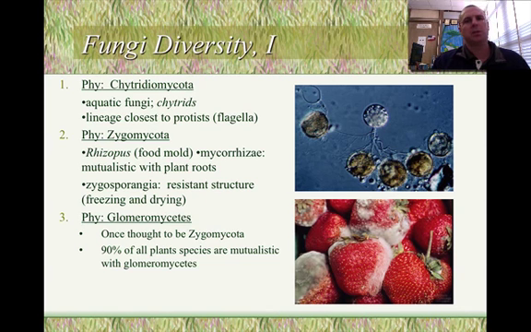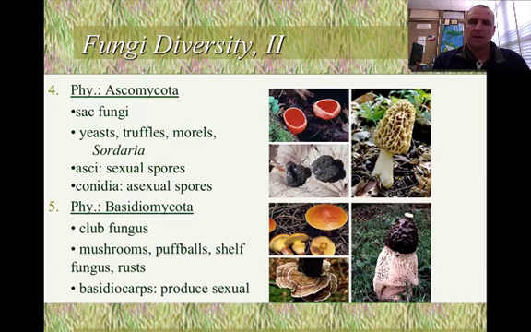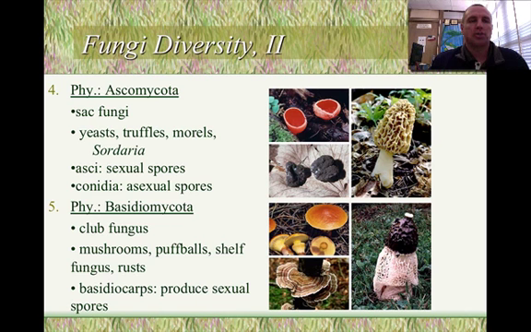but recently, because of molecular data, we know that there's a third phylum down here, the Glomeromycota, which account for about 90% of plant species having this mutualistic glomeromycete, and they were once thought to be in the phylum Zygomycota. Now, the last two phyla are the phylum Ascomycota, which are like sac fungi, yeast, truffles.